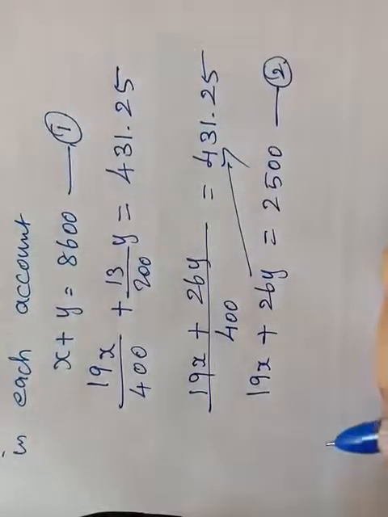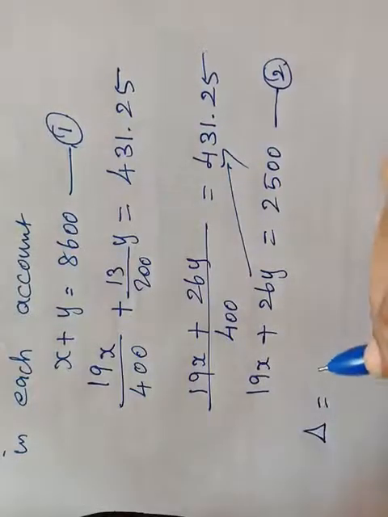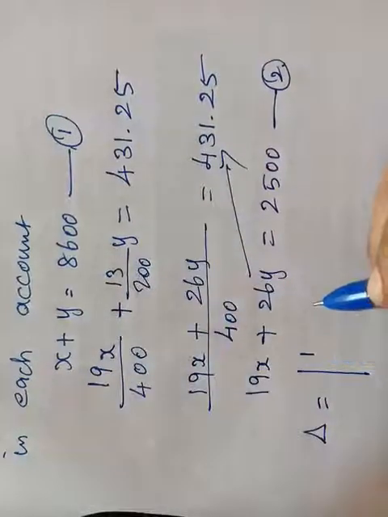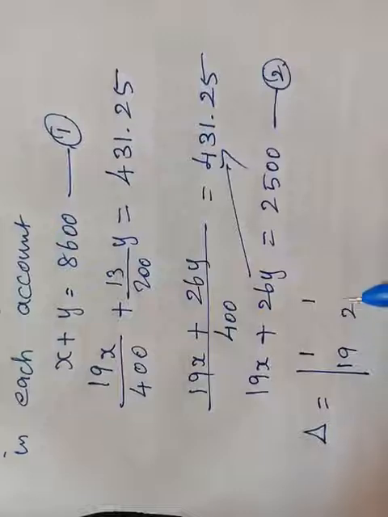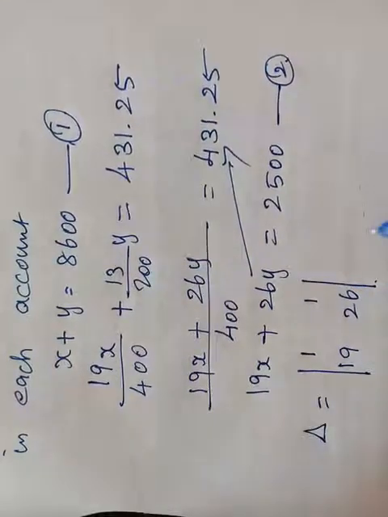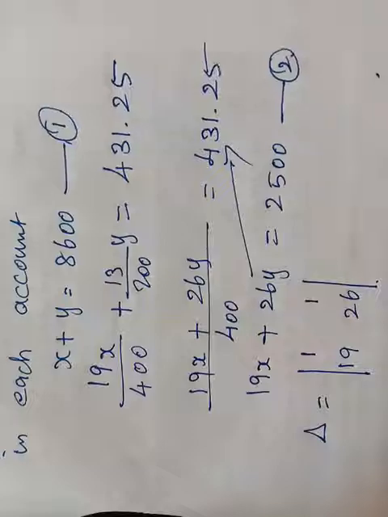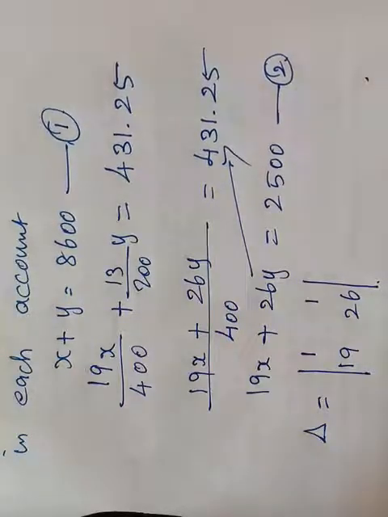From these two equations, we can calculate the del coefficients. The determinant of these two equations we can write as 1, 1, 19, 26. The following steps you know. Find the determinant and check it is not equal to 0. If it is not equal to 0, we can continue with del x and del y. From this, we can calculate the x value and then the y value.